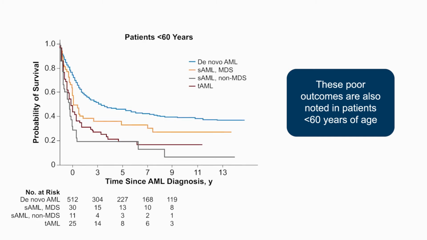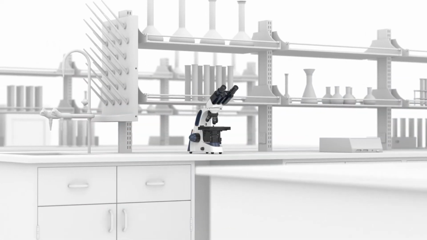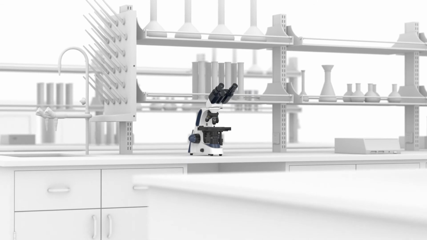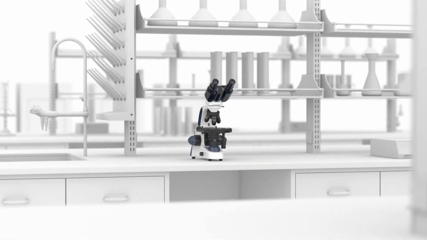And the poor prognosis remains the same in patients that are younger than 60 years of age as well, as shown on this curve here, where you can see that the patients with therapy-related AML, shown by the red line, secondary AML non-MDS, shown by the gray line, and then secondary AML MDS, shown by the yellow line, have inferior overall survival compared with patients that presented with de novo disease. Okay, to recap, we have the tools and the skills to make a diagnosis of secondary AML, and we know that it confers a poor prognosis.